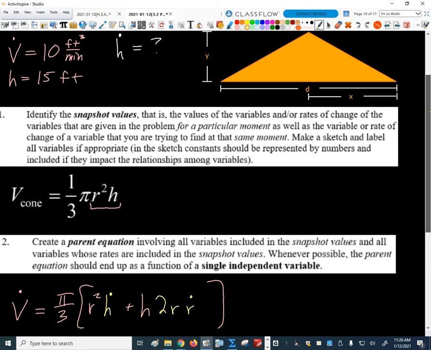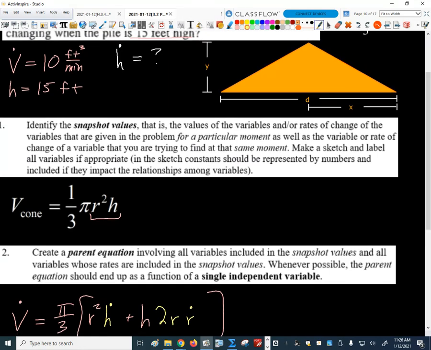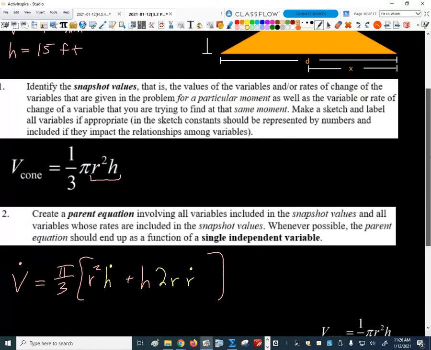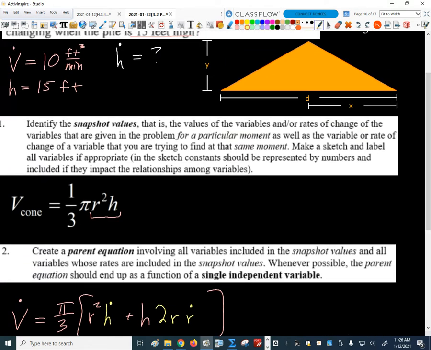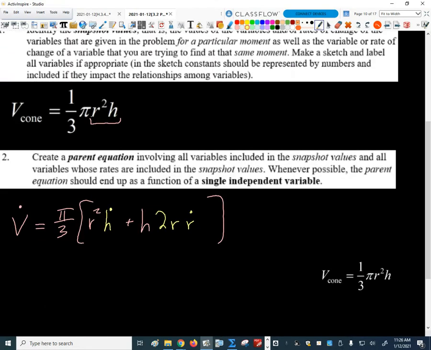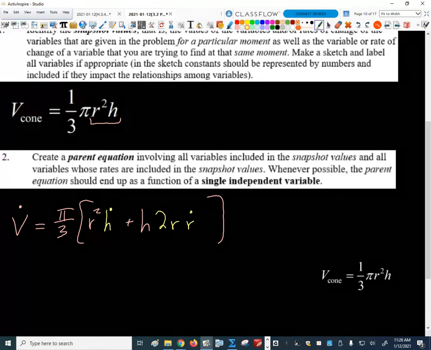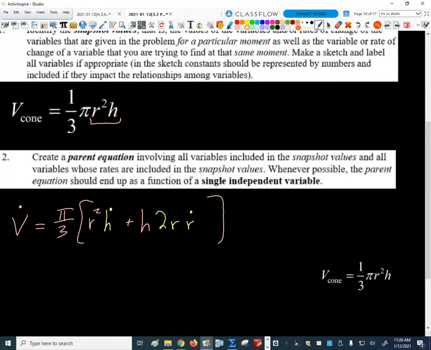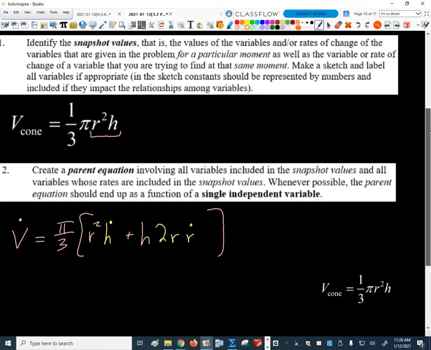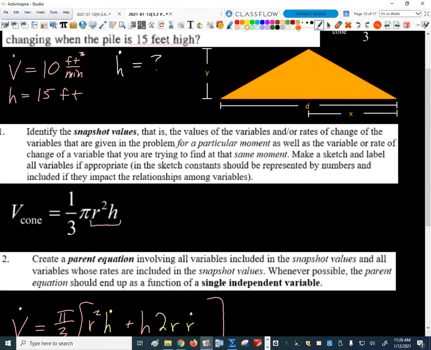What's the problem with that, though? Look up here at my list of snapshot values. We got some holes, don't we? There's a lot of things that we don't know. We don't have values for up here. If we're solving for h dot, I'm not even going to go through the hassle of isolating h dot, but would you agree if I isolated the h dot, I'm going to get v dots and r's and h's and r dots in my answer in some form or another, right? Well, I don't have very much of that stuff. I only have v dot and h. I don't have an r or an r dot. So what are my options?